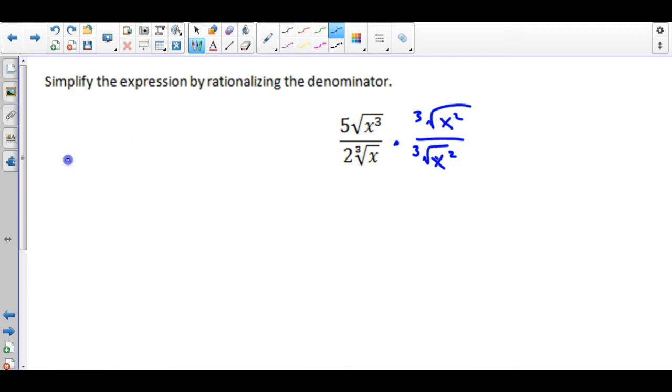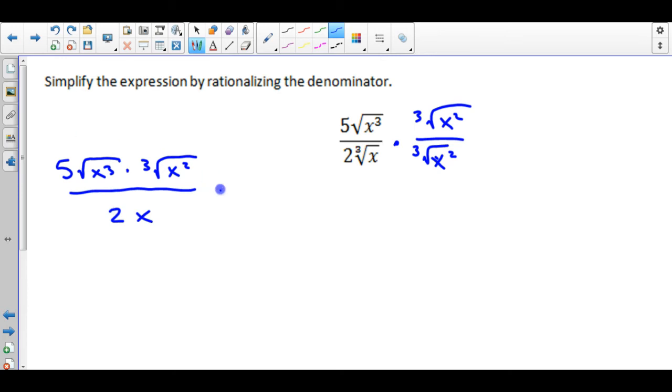So on the top, I'm going to be left with 5 times the square root of x to the third times the cubed root of x squared. And on the denominator, I have 2 times this whole chunk here. Now again, the cubed root part will cancel out, and you're going to be left with just what's on the inside, which again would be 2x.